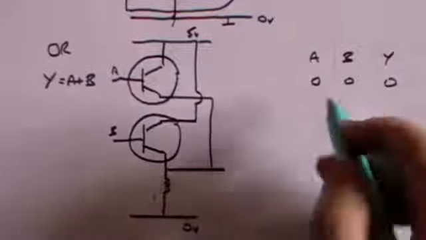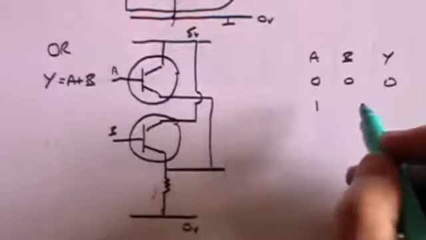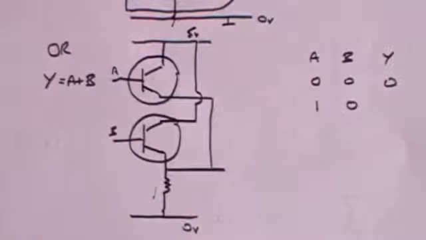Now what happens if A is 1, in other words, if A has a positive voltage but B doesn't?